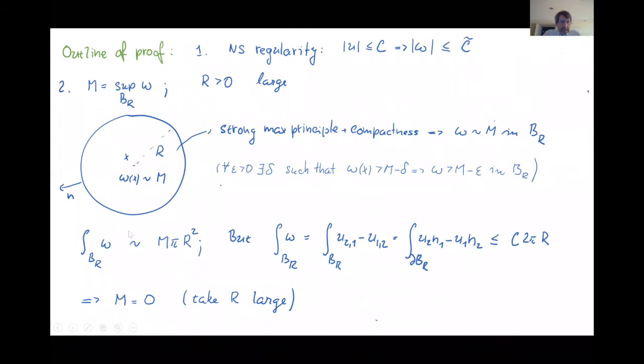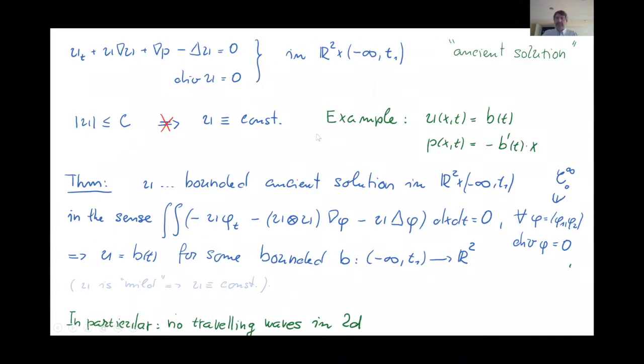Okay, so we take that and now we integrate over the ball of radius R. When we integrate omega, omega is almost equal to M, so we get the area of the ball times M. So in particular, it grows as R squared. On the other hand, if we write omega as a curl, the integral of omega is equal to this expression, then it goes to the integral over the boundary. On the boundary, u is bounded, so this will be bounded by some constant times the radius, so the first power of R, and then for sufficiently big R, we get a contradiction unless M is equal to zero. So that gives us the statement that any bounded solution in the plane has to vanish.